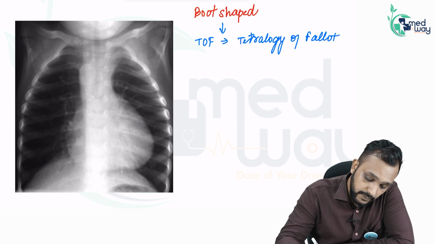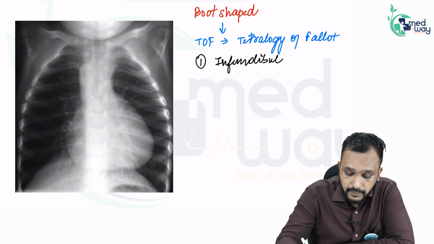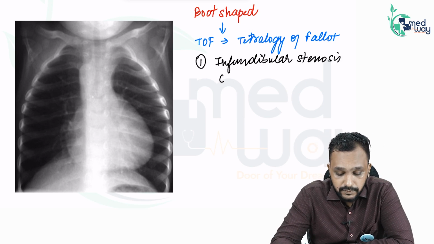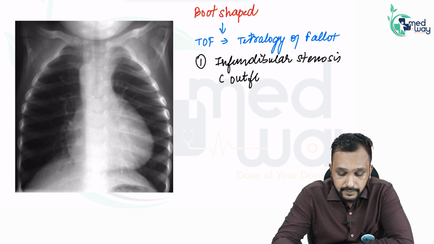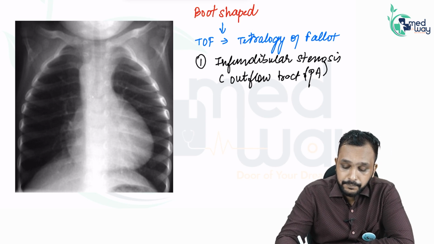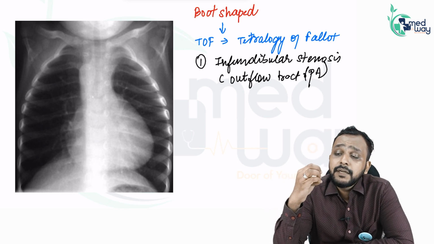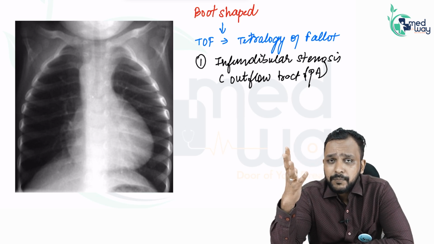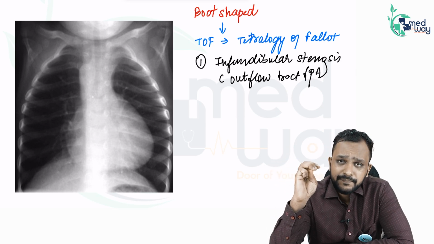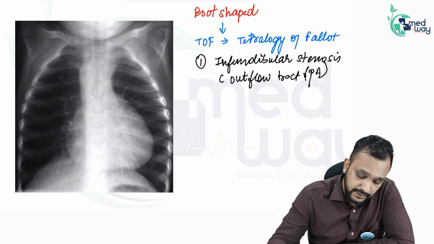The first is you are going to see stenosis at the level of infundibulum. So when there is stenosis at the level of infundibulum, that is your outflow tract of the pulmonary artery, right? So when there will be narrowing in the outflow tract of the pulmonary artery, what will happen? Oxygenated blood will not be able to reach the lungs, and there will not be proper oxygenation of the deoxygenated blood, right? And because of the improper oxygenation, the patients will be cyanotic. Okay, the children will be cyanotic, right?